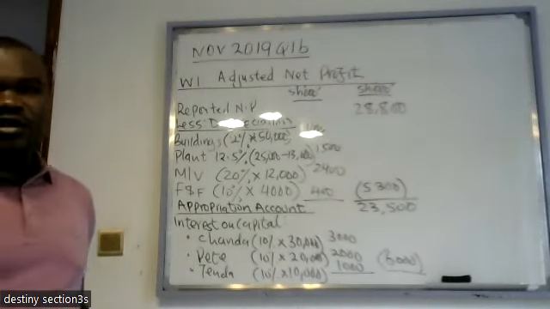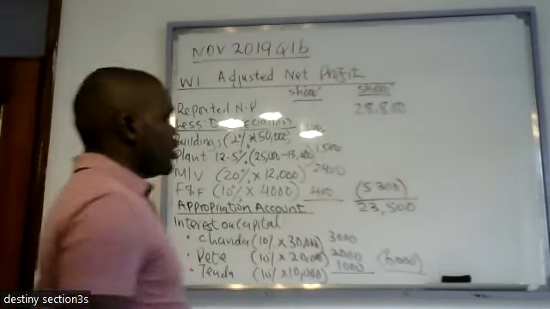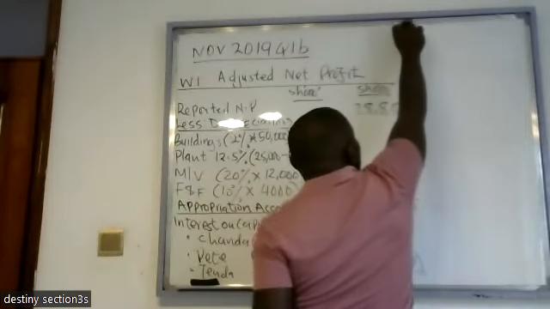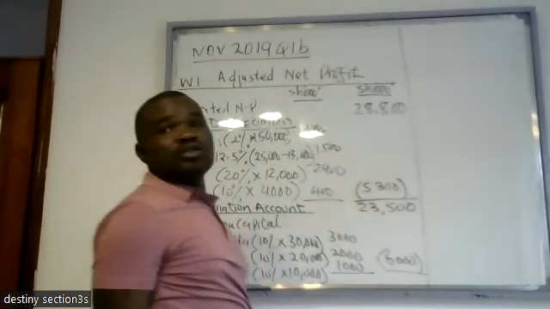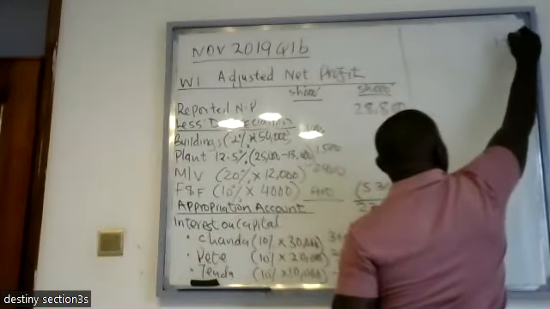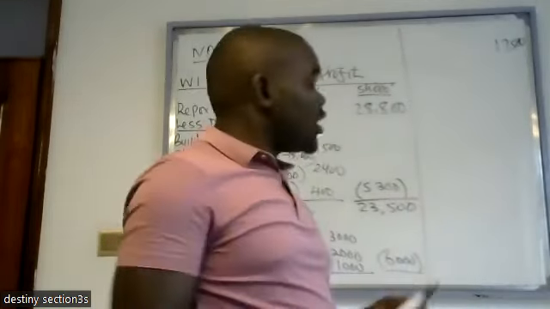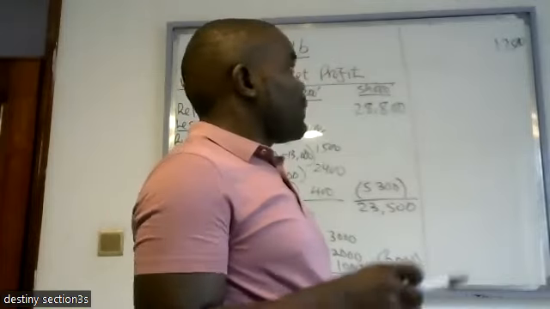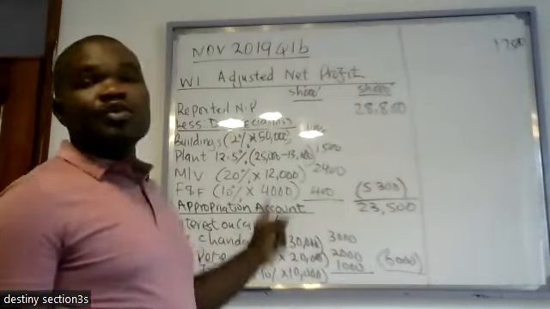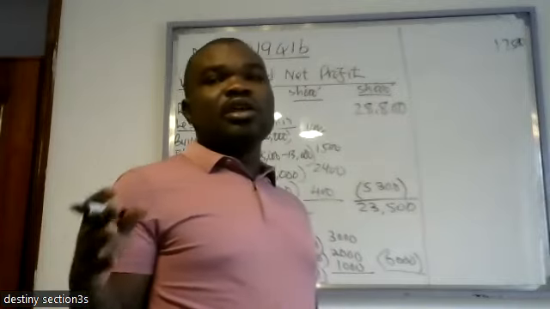So the remaining balance is 17,500. I want to proceed to the other side. So the balance which is remaining is 17,500. I know it is not very clear out there. I want to adjust my pen, but I hope we are following. So the 17,500 is what now you share to the partners. So you share in their profit and loss sharing ratio.